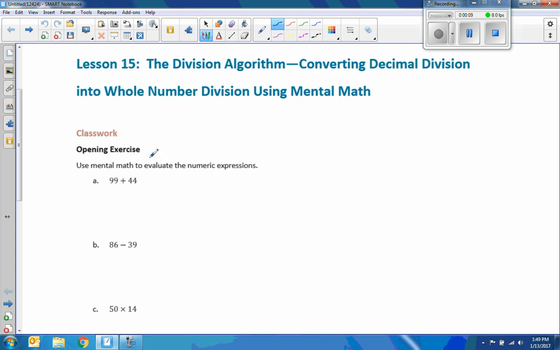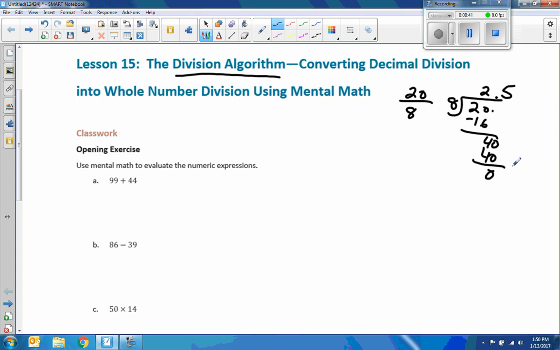This is Lesson 15, the division algorithm, converting decimal division into whole number division using mental math. Okay, so for starters, the division algorithm is simply if you have a number such as 20 divided by 8, the division algorithm simply means to draw it out this way and do the long division. That's the division algorithm. There's an example for you. So 20 divided by 8 is 2.5.